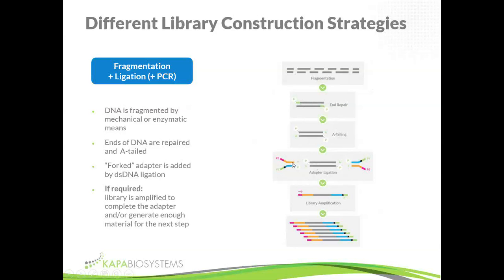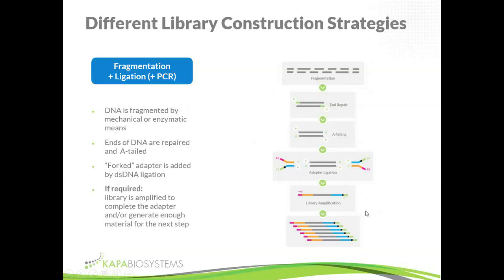ends on both sides of the molecule, the same functional elements on the 5' side and the 3' side of each molecule. And so then we use the process of library amplification. If the adapter didn't carry all the functional elements we need, you can ligate a truncated or a shorter adapter. We complete the adapters by PCR, or we use PCR to make more molecules for the next step of the process if needed. And so, in fragmentation and ligation-based library construction, library amplification, depending on the adapter design, may be optional.